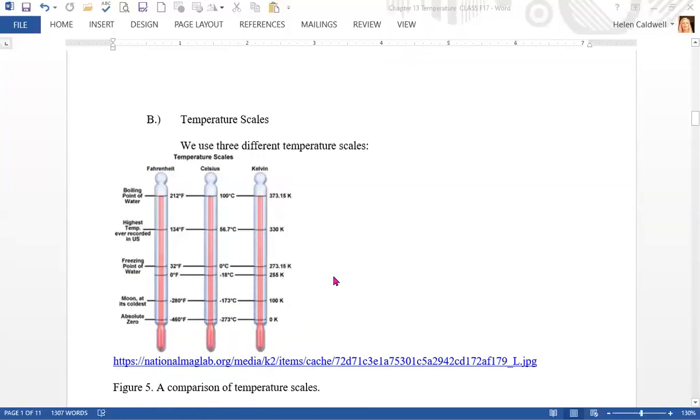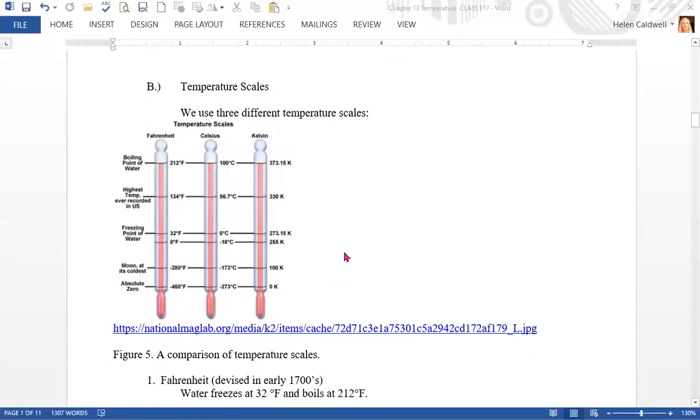We use 3 different temperature scales. We use the Kelvin, the Celsius, and the Fahrenheit. Some of these used to have different names. Fahrenheit has always been Fahrenheit, but Celsius used to be centigrade, and Kelvin used to be referred to as the absolute temperature scale, until physicists got together and said, hey, all the temperature scales ought to be named after people. And so they changed centigrade to Celsius and absolute to Kelvin, and there we are.